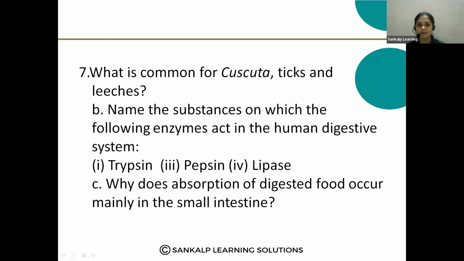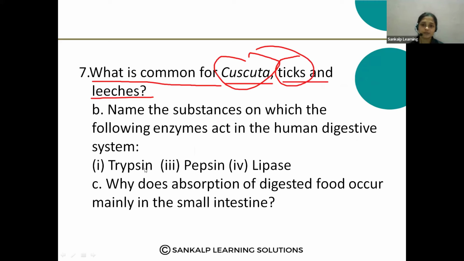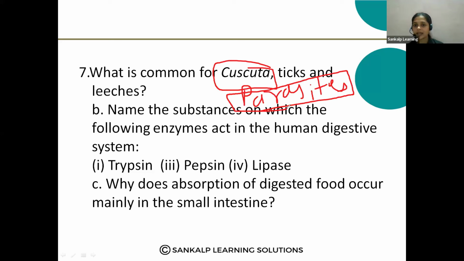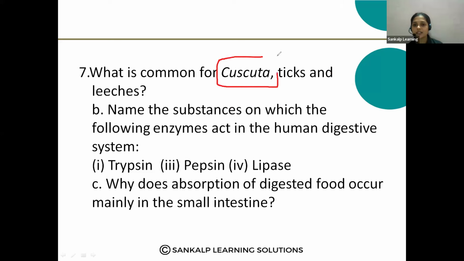Okay, just see the seventh question. What is common for cuscuta, ticks and leeches? These all have one common point. What is that? Anybody? Cuscuta, what is this cuscuta? That is a parasitic plant, right? What do you mean by parasites? They depend on other organisms for food, right? So they are called parasitic plants. This Cuscuta depends on another plant for its food.